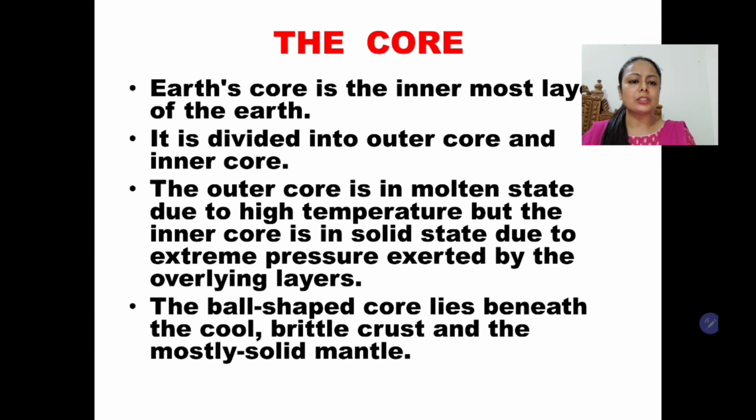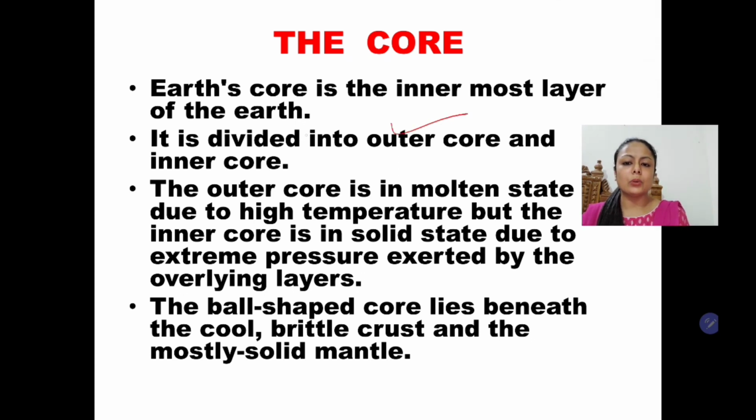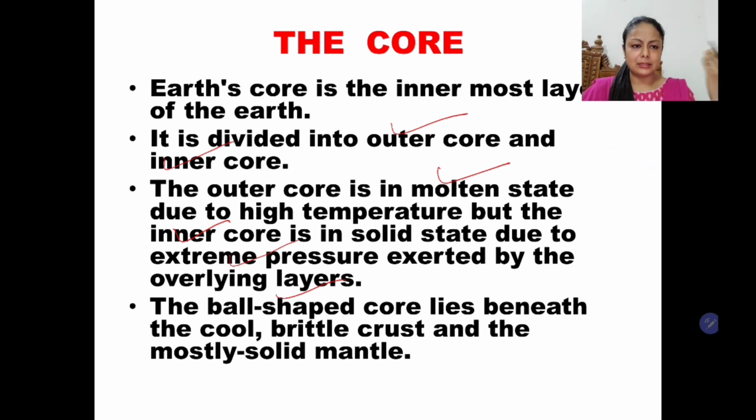Earth's core is the innermost layer of the earth, divided into outer and inner core. Outer core is in molten state due to high temperature, but inner core is in solid state due to the extreme pressure. So here, no doubt, there is very high temperature, but the pressure felt is more. So when the pressure exceeds temperature, the inner core becomes very compact and in solid state. The ball-shaped core lies beneath the cool brittle crust and mostly solid mantle. So this is a statement telling us that the core is the innermost layer, which is below the crust and the mantle.